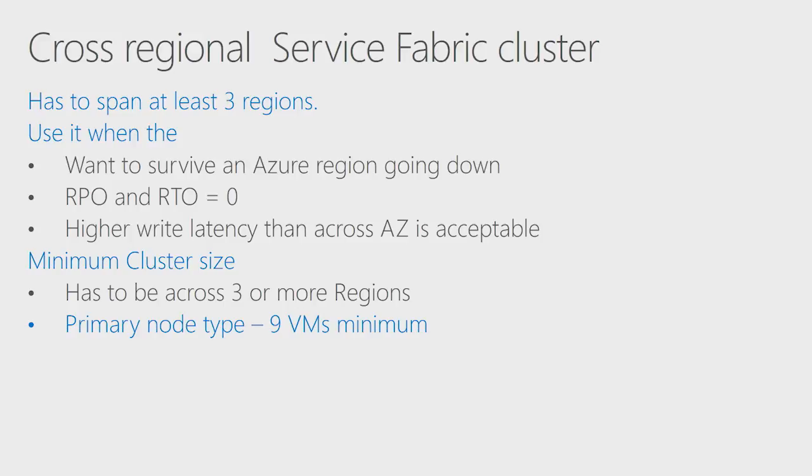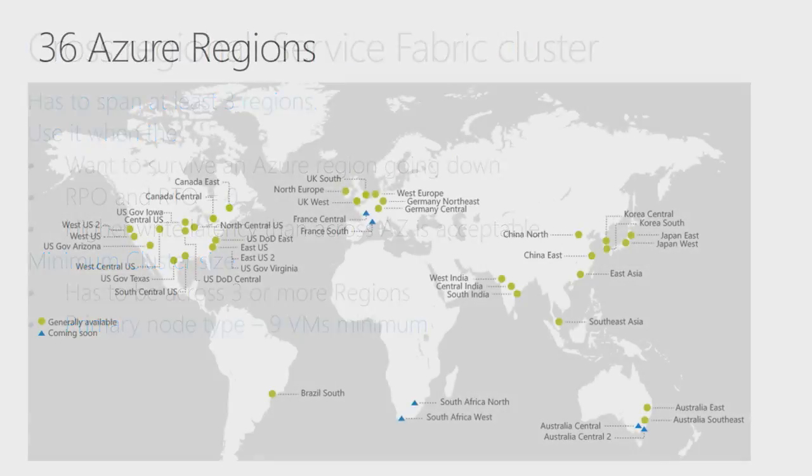Now, there are a few minimum things that you need to have. The first one is 3. You have to use at least 3 regions, and then you have to have at least 9 VMs minimum. So this can get fairly pricey fairly quickly, so just keep that in mind. But if you're really looking for that high fault tolerance, this is a solution that you need to move to. And there are 36 Azure regions across the globe, so you can really begin to leverage the global scale of Azure.